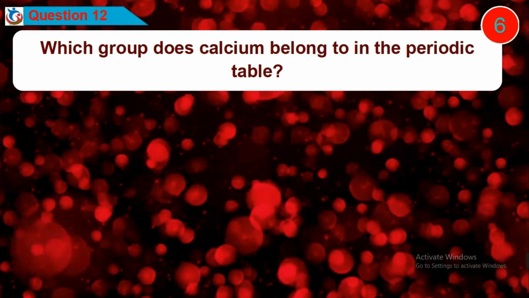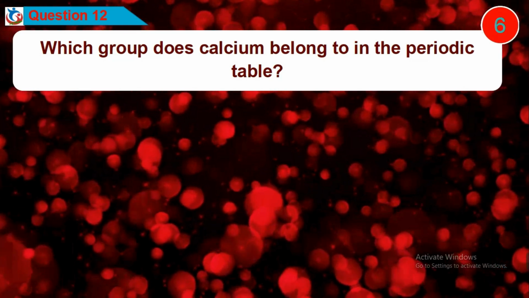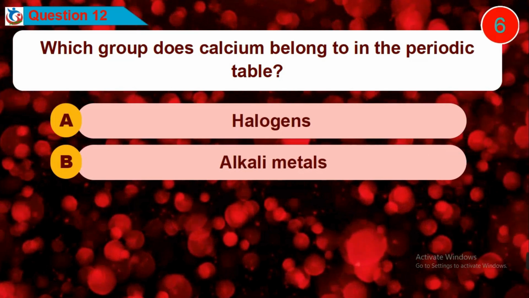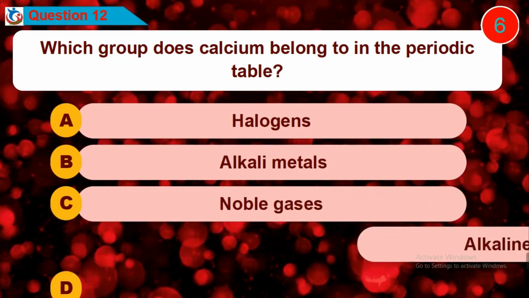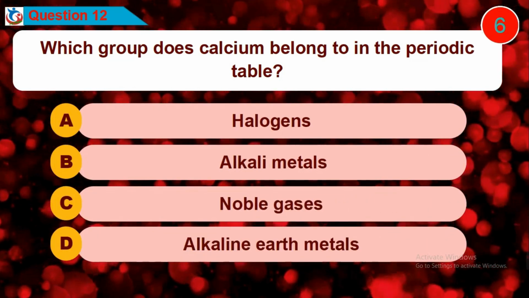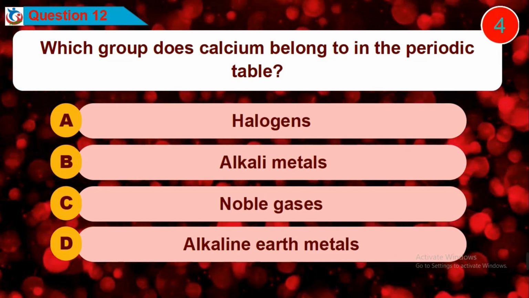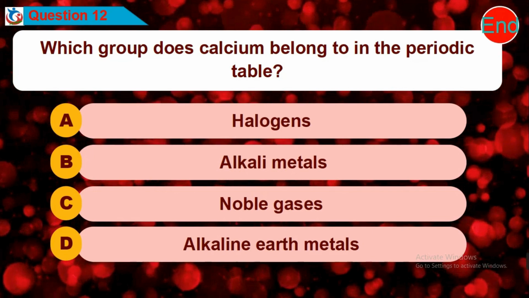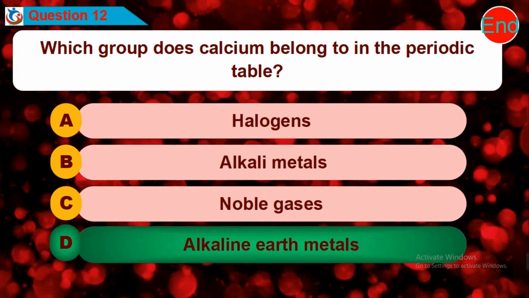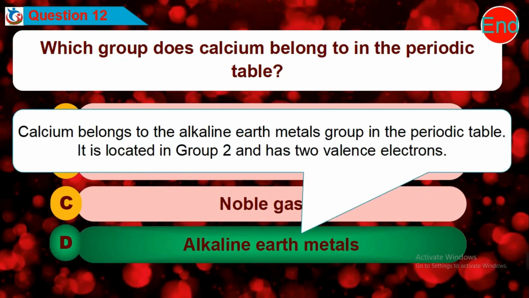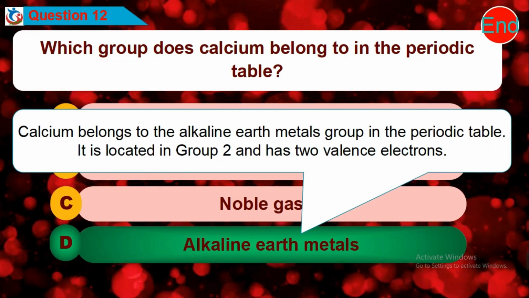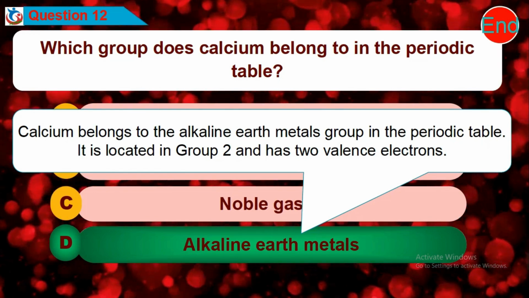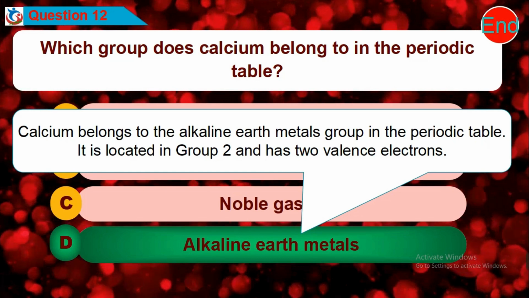Question 12. Which group does calcium belong to in the periodic table? Is it option A, B, C, or D? Calcium belongs to the alkaline earth metals group in the periodic table. It is located in group 2 and has 2 valence electrons.